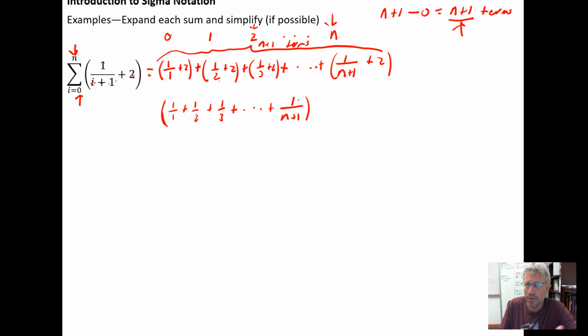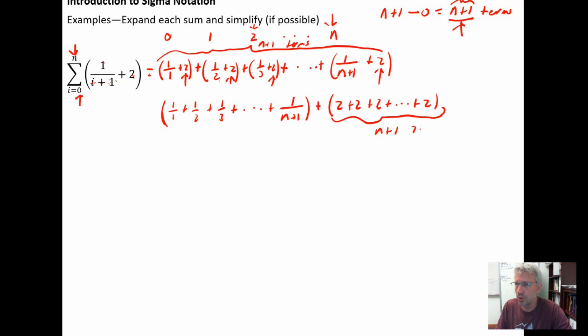So I can group the fractional terms together using the commutative and associative properties of addition, letting me reorganize things. Plus, I'm going to get a bunch of 2's added up. I'm going to get 2 plus 2 plus 2 plus, there's a whole bunch of 2's ending with this last 2. And notice I actually know how many 2's there are because there are n plus 1 terms in the sequence. That means 2 shows up n plus 1 times. There are n plus 1 2's, just like there are n plus 1 fractions sitting here.